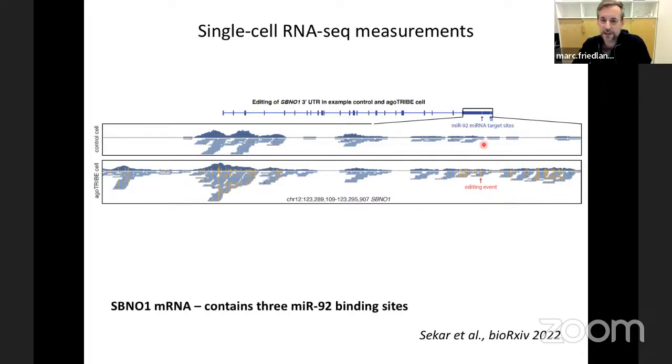And you can see that in the control cell, there are virtually no editing events in yellow, while this particular UTR is just covered in editing events in the agoTRIBE transfected cells. So you can see this is a kind of really fine resolution that we get with these sequence data.